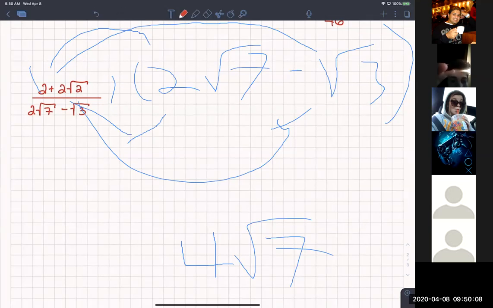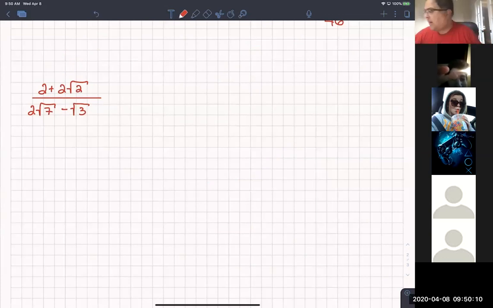Whoever wrote that, can you help clear it out? Thank you. All right, now, how do we do this? What do we multiply both the numerator and denominator by? I thought that was, you could only see it on my screen. Sorry. No problem.